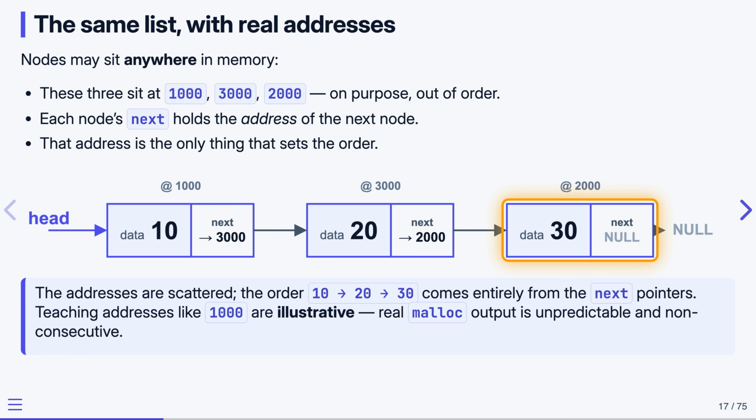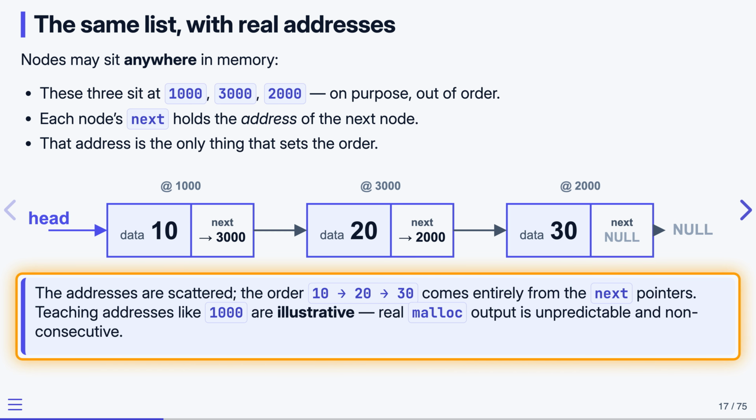On purpose, the three nodes sit out of order in memory. The addresses are scattered, but the order 10, then 20, then 30 comes entirely from the next pointers. And remember, teaching addresses like 1000 are just for the picture. Real malloc gives you unpredictable, non-consecutive addresses.